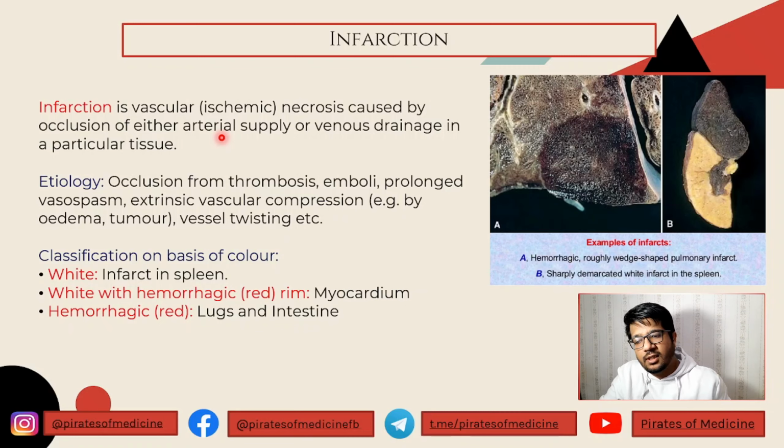On the basis of color, infarction can be of three types. Classically, white infarction is seen in spleen, as seen in this photo. White with hemorrhagic red rim is classical for myocardial infarction. Hemorrhagic red colored infarction is seen in infarction of lungs and intestine. As you can see in this photo, this wedge-shaped red hemorrhagic infarct in the pulmonary tissue shows pulmonary infarction, which is red in color, which is in accordance with the question.